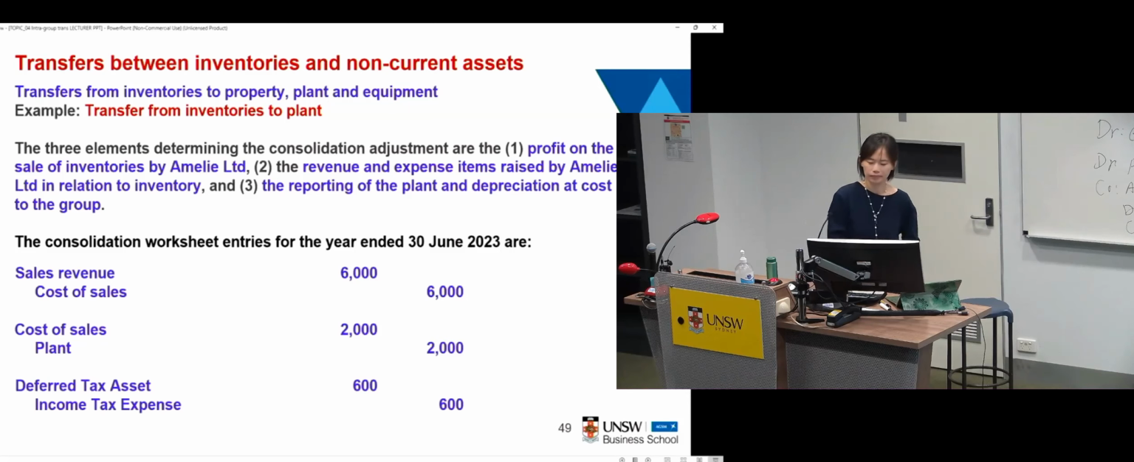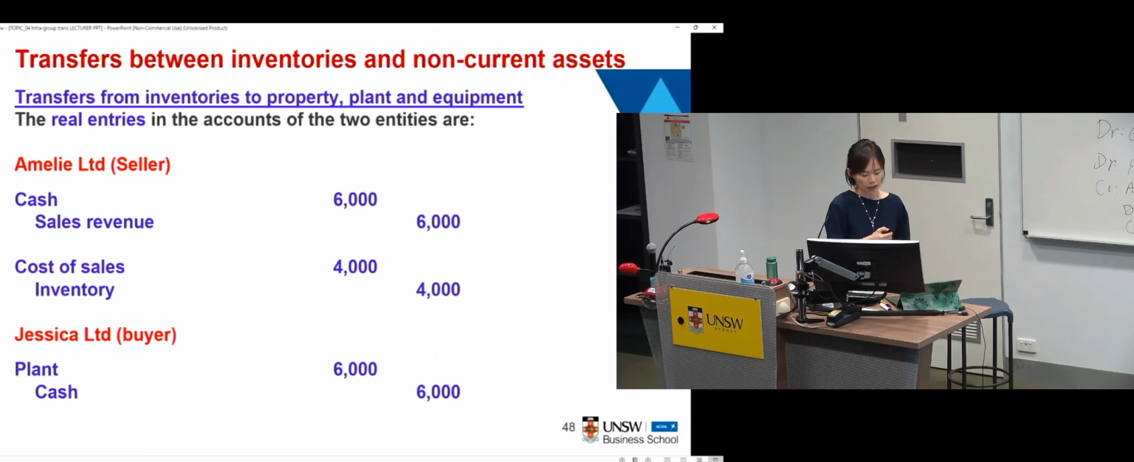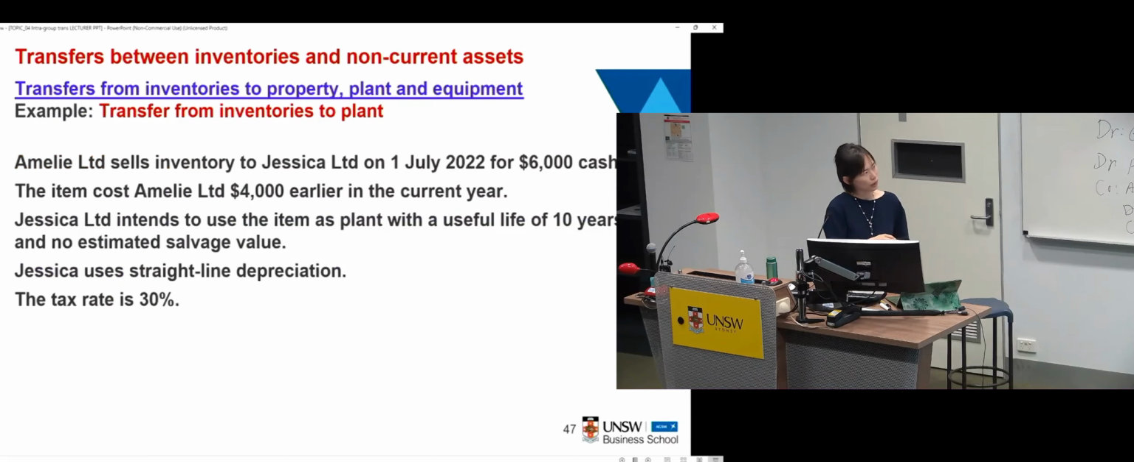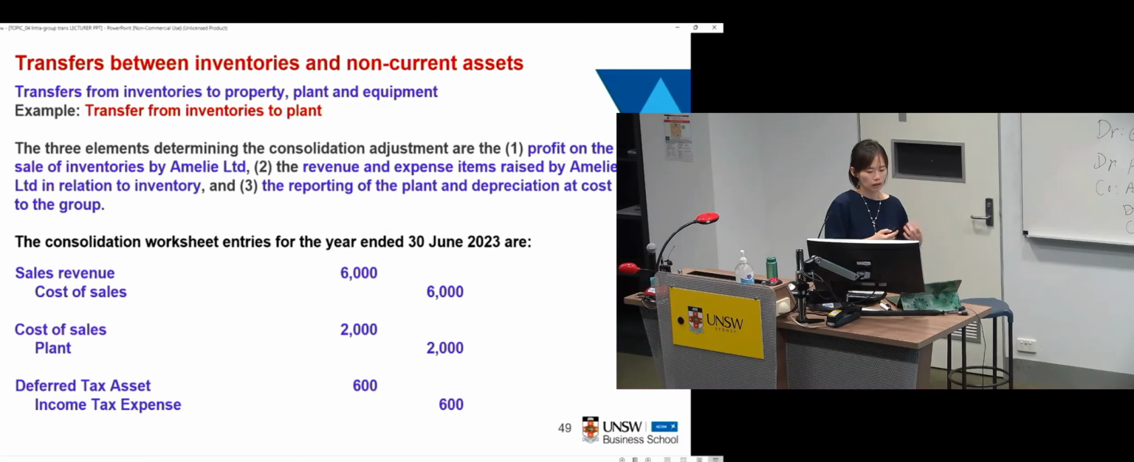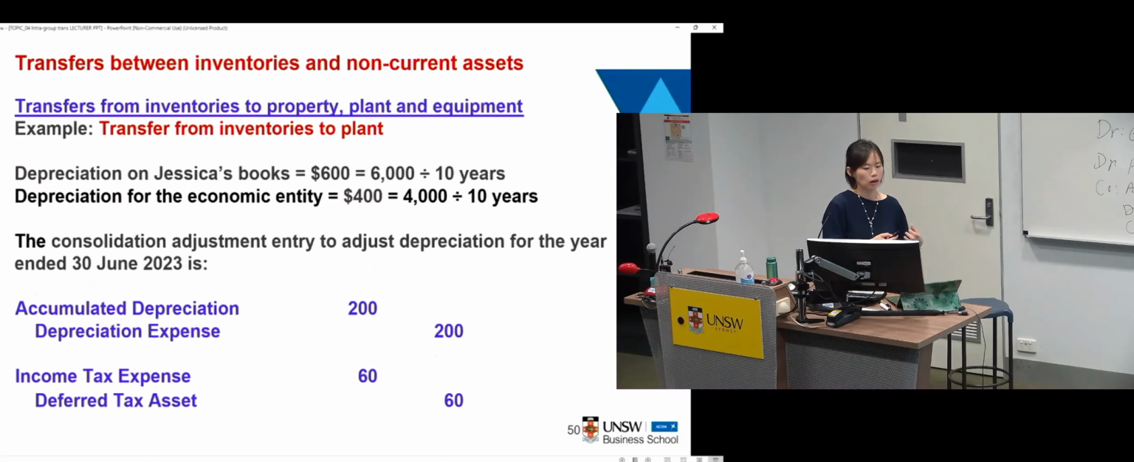Anything else? Any other entries required in the worksheet for these transfer items? It is a plant, which means depreciation adjustment should be considered, right? Now, when this transaction took place, go back to the question, 1st July 22, which is the beginning of the current year, then our adjustment of depreciation should show a 1 year adjustment, right?